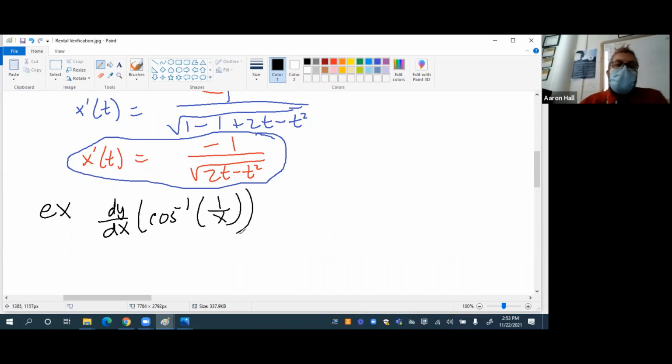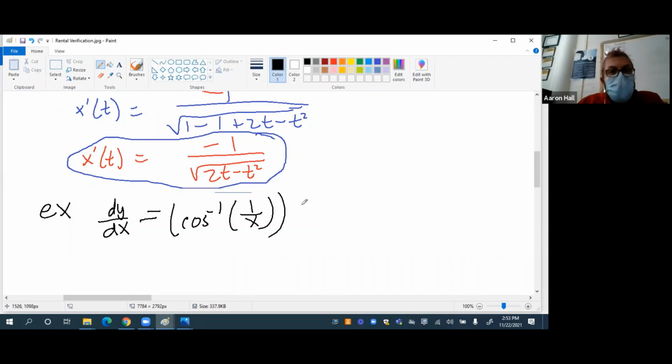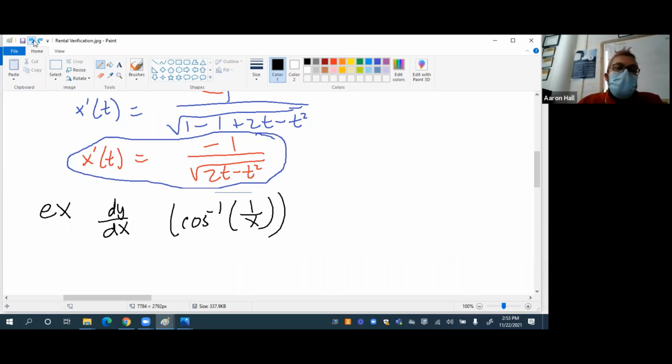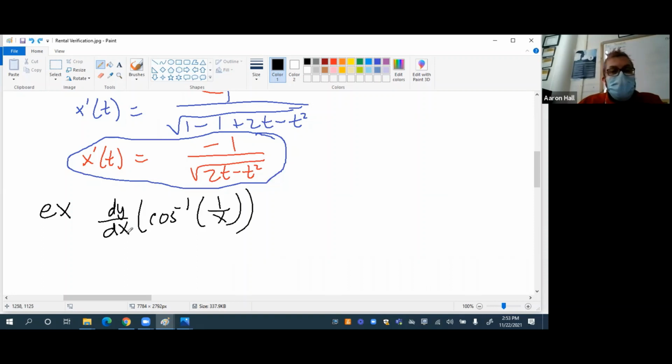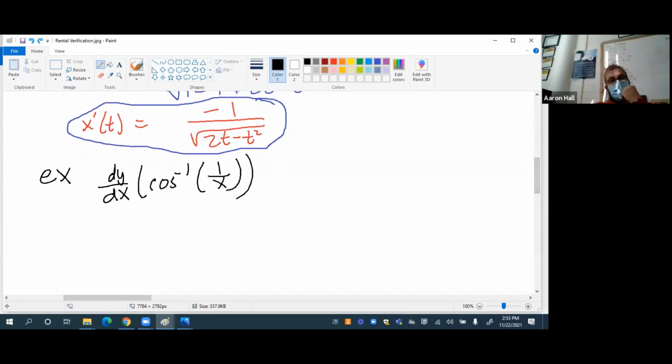This should not be confused with this. What does this mean? Yeah, this is the derivative. What does this mean? Find the derivative. Think time?